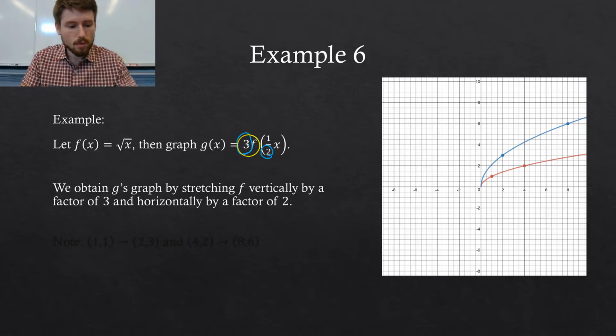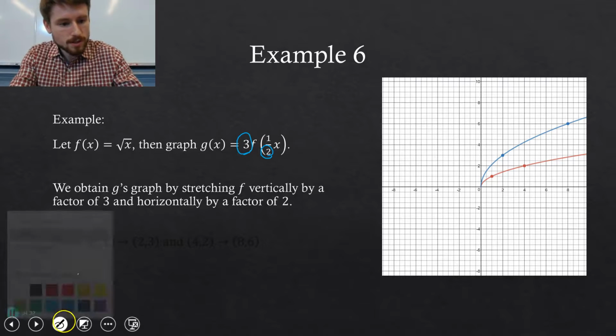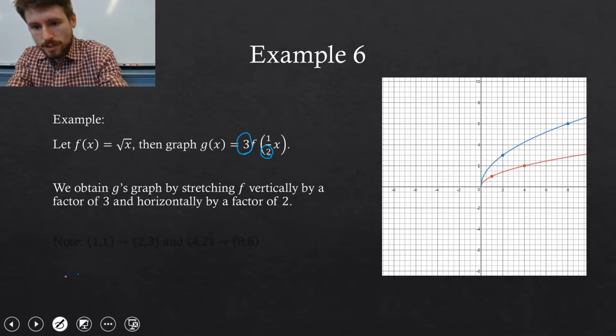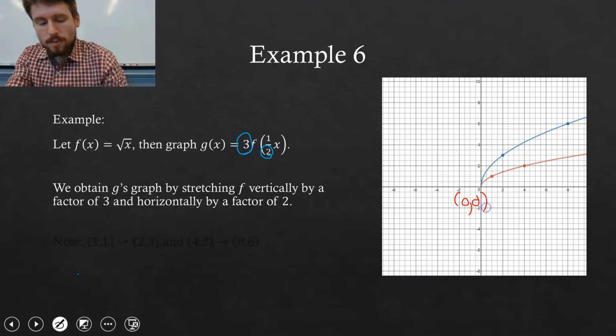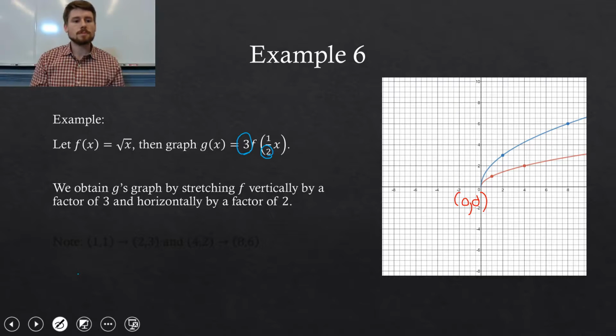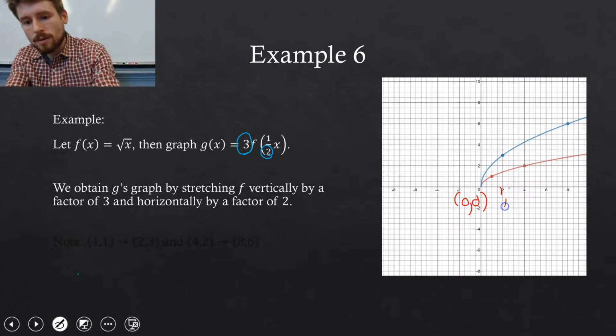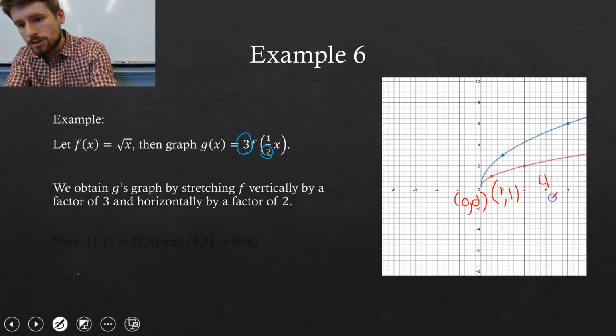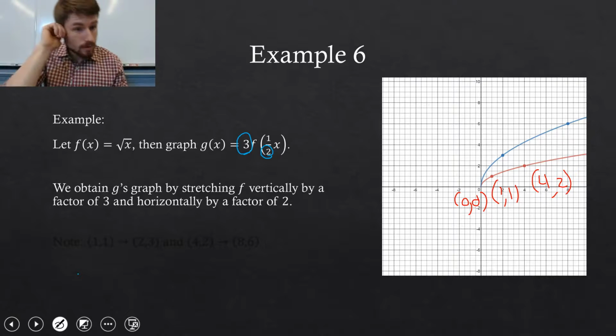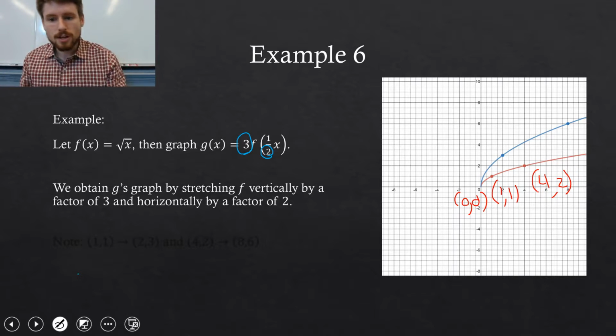So let's look at some points. How did they get moved? So let's look at, so (0, 0) didn't go anywhere. We knew that wasn't going to go anywhere because when you multiply the x by 2, you get 0 still. You multiply the y by 3, you get 0 still, so it doesn't go anywhere. So we got (1, 1), that's on our graph. And we'll also look at (4, 2). That's also on our square root graph. So where do those guys go?